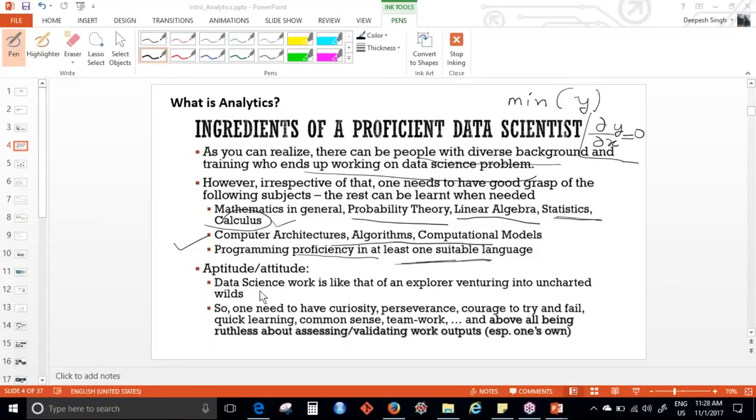And of course, we need the right aptitude and the attitude. So data science is an evolving concept, evolving subject. Okay, a lot of new algorithms, a lot of new studies are being done. And for example, deep learning and AI. So this is an evolving subject. So a lot of new things are coming up. So you need to have the right attitude to learn new things. Okay, there will never be a moment in data science where you can say that, okay, I have learned everything and now I can relax. You will have to continuously learn.